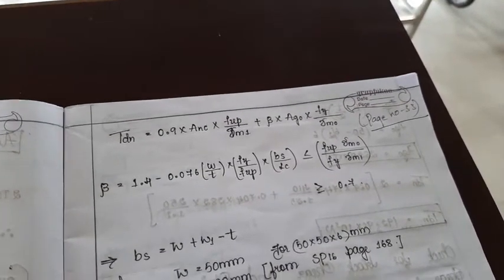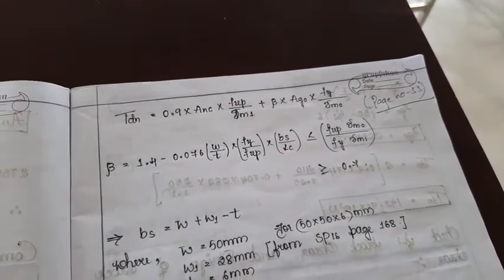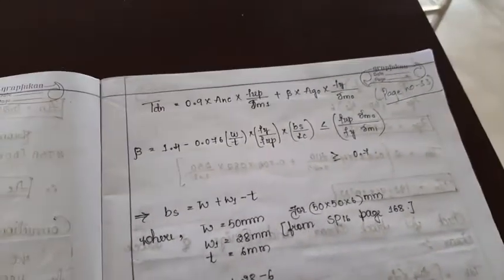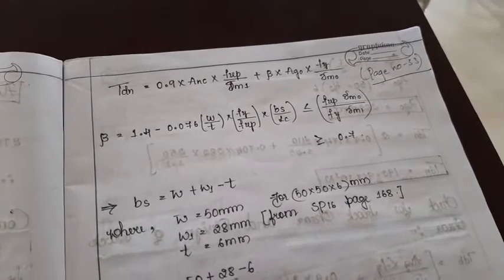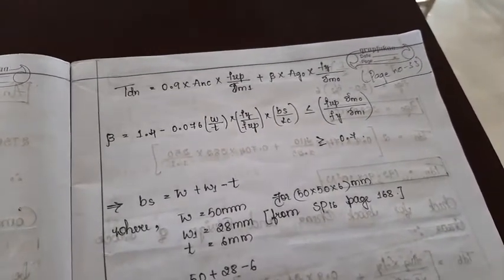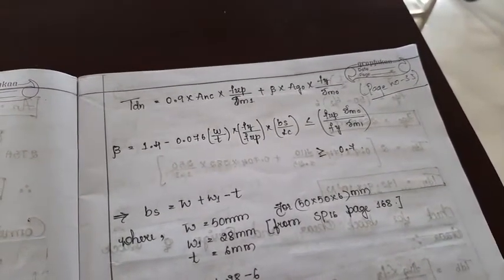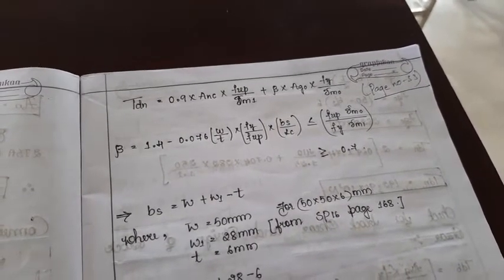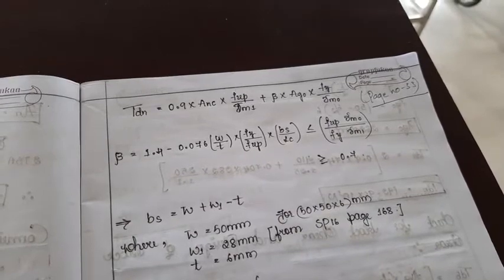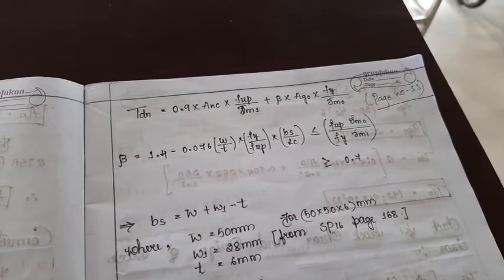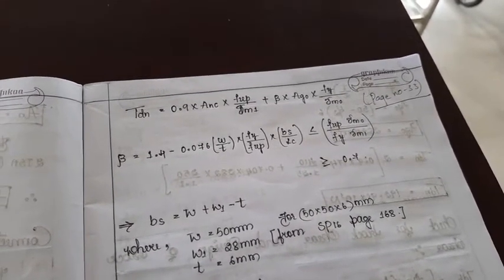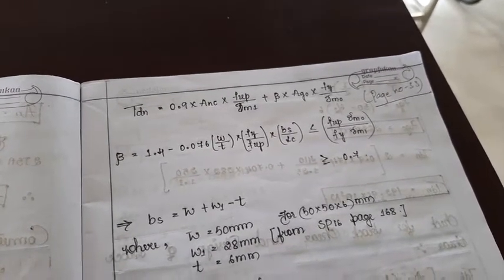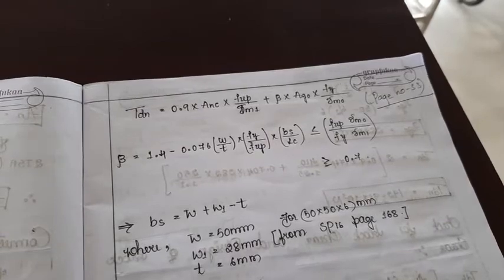Coming to beta, first let us calculate the beta value. This formula is also on page number 33. The beta formula is 1.4 minus 0.076 into W by T into Fy by Fup into Bs by Lc. This value should be less than or equal to Fup by gamma M0 divided by Fy by gamma M1. It means it should be greater than 0.7.